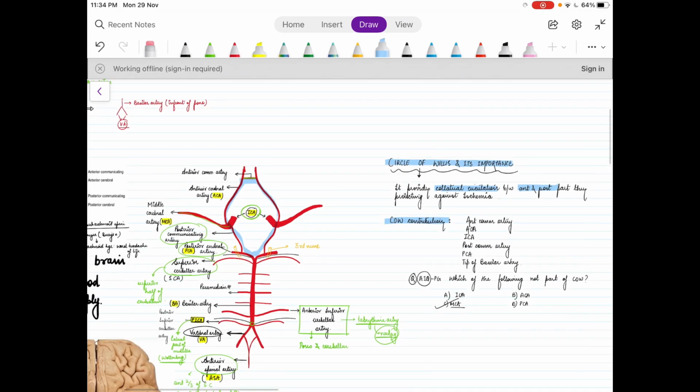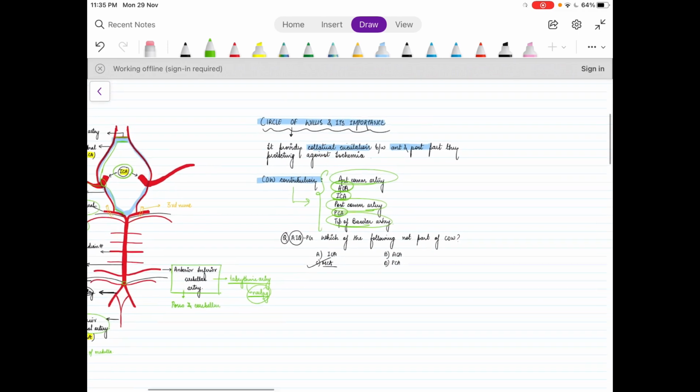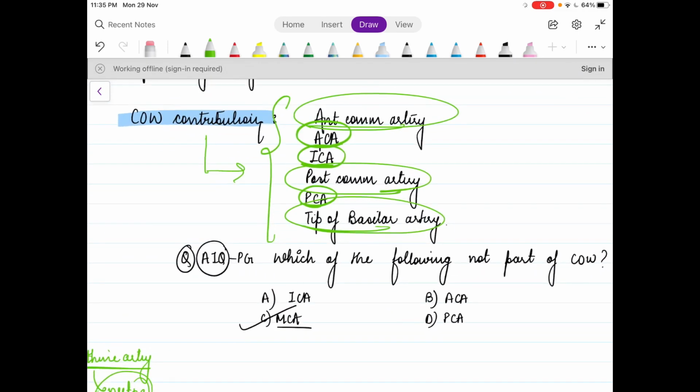As we can clearly see, the Circle of Willis here is formed by the anterior communicating artery, then the anterior cerebral artery, and then the internal carotid artery, and the posterior communicating artery, and the posterior cerebral artery from the posterior circulation, and the tip of the basilar artery being the most posterior point. So this is how the Circle of Willis is formed, and its contributions are very important and are often asked in NEET PG questions.